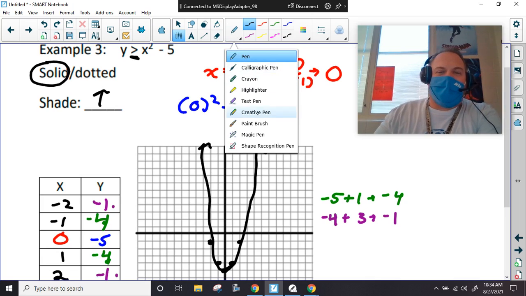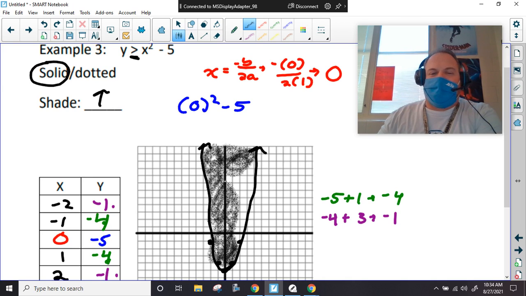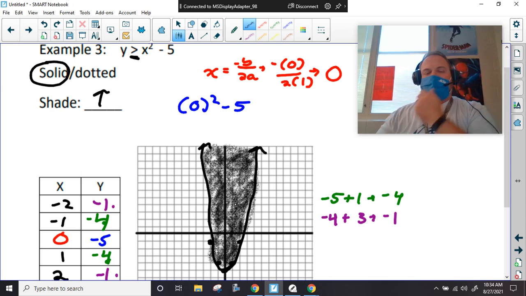All right. Now, where are we going to shade on this one? Up, which is actually on the inside of this graph. Because I go from the graph and go up, and that kind of puts it on the inside. Okay.